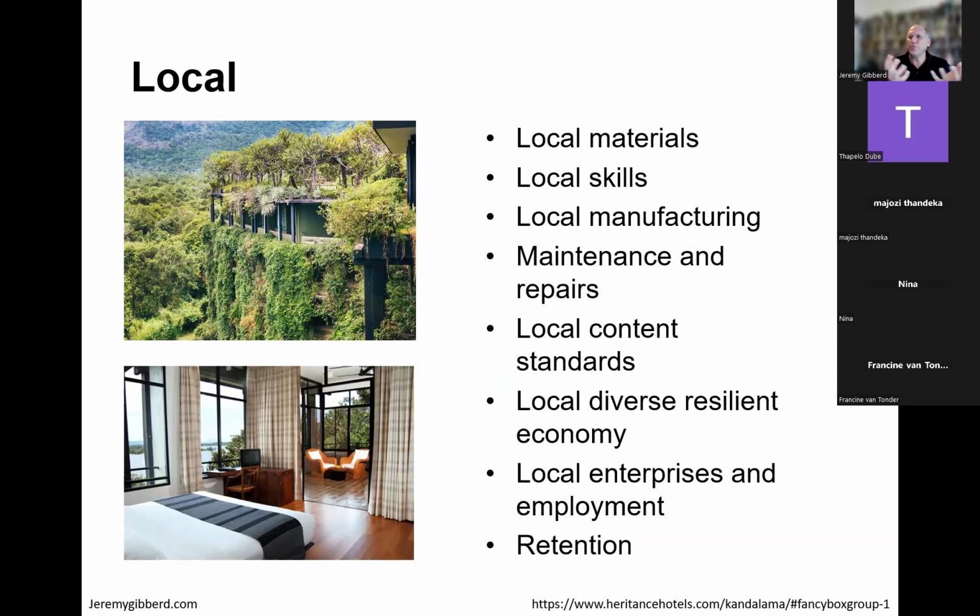And how do you make that work? So again, think in terms of the site: what is within 50 kilometers of the site? What are some of the skills you can develop and use locally, so that you don't have huge transport impacts? You create jobs locally, you create small entrepreneurs, manufacturing hubs, repair hubs, etc.